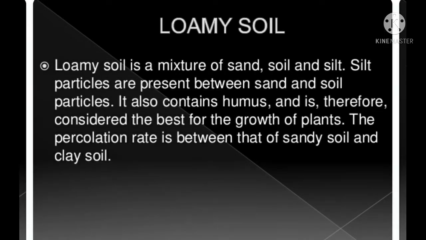And the third type of soil is loamy soil. Loamy soil is a mixture of sand, clay, and silt. Silt particles are present between the sand and clay particles. It also contains humus and it is therefore considered the best for growth of plants. And the percolation rate is between that of sandy soil and clayey soil.